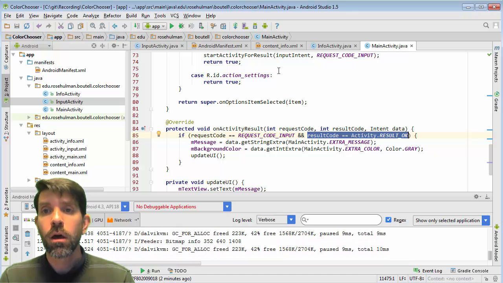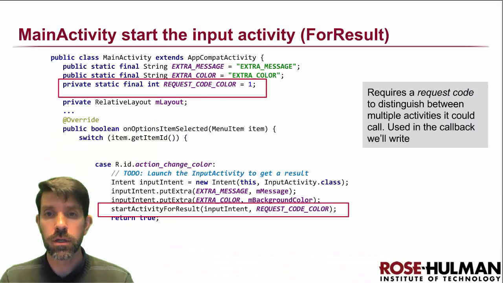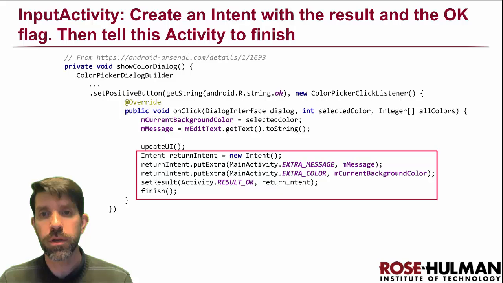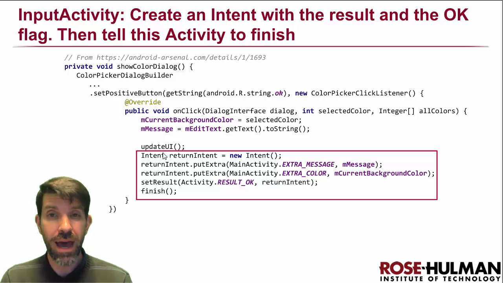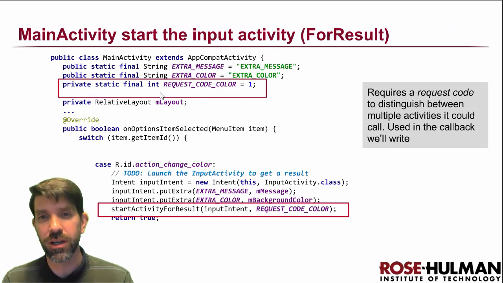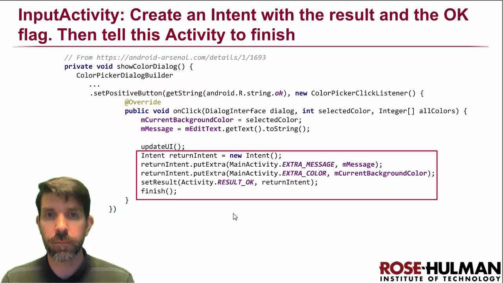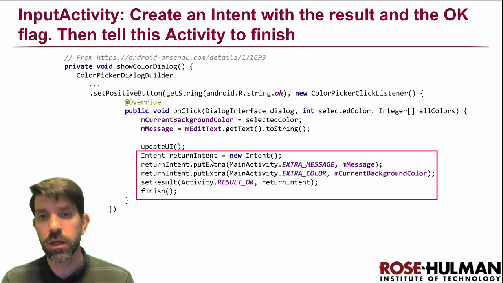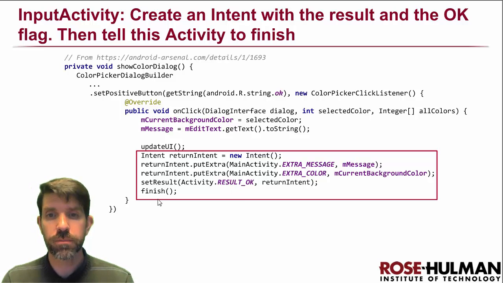All right, sounds good. So I'm going to get the slides caught up here. This is, again, how we get information back, as I talked about. I went by this real quick. This was the whole thing when I started it for result. So in the input activity, when we're done, I'm going to put the extras back into a new intent, set the result to okay, and then finish.